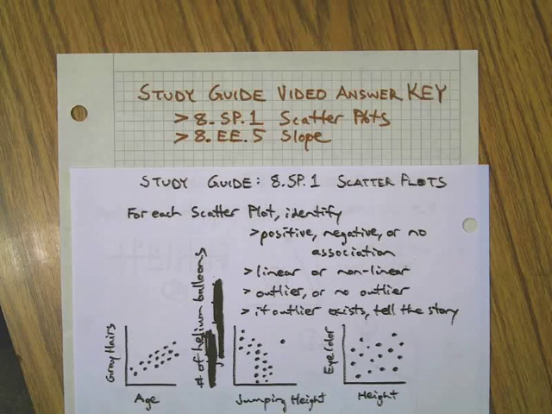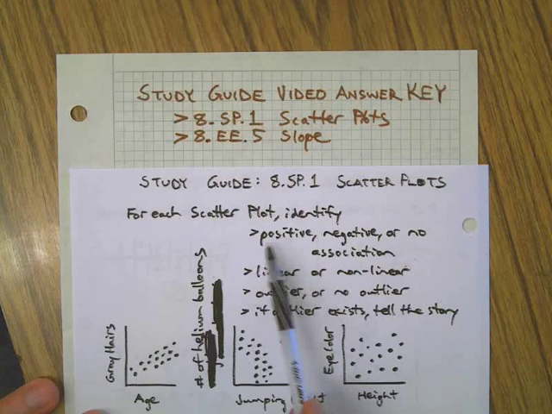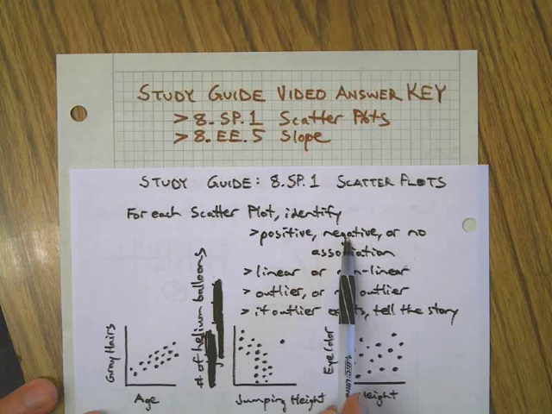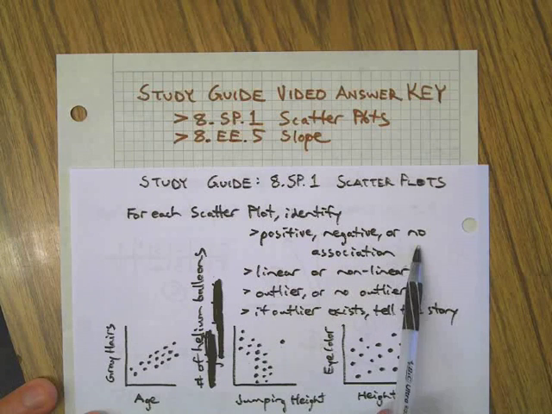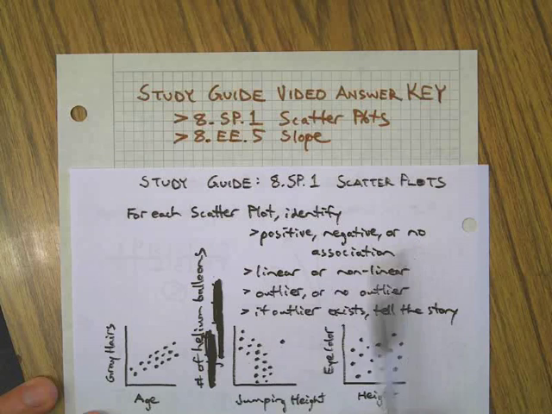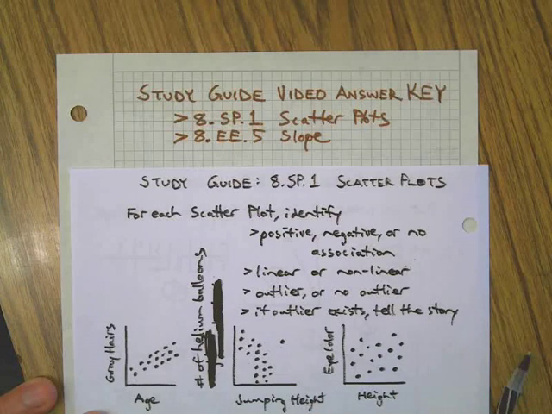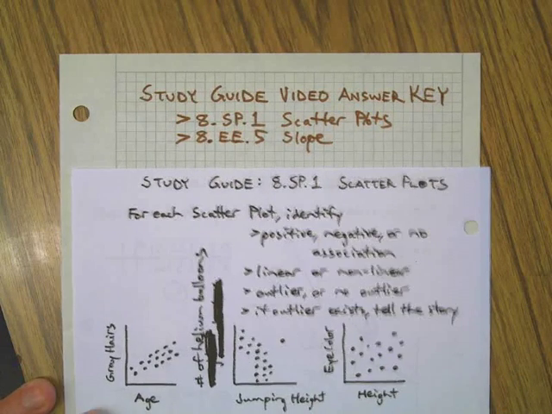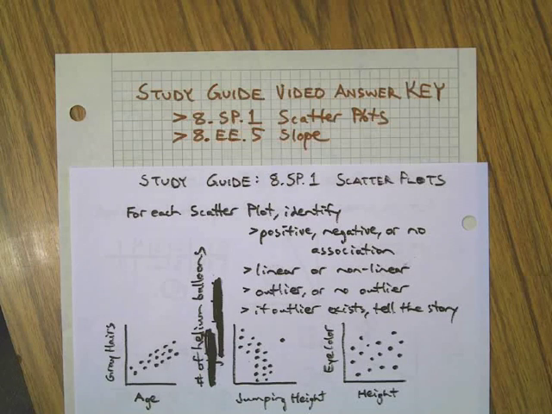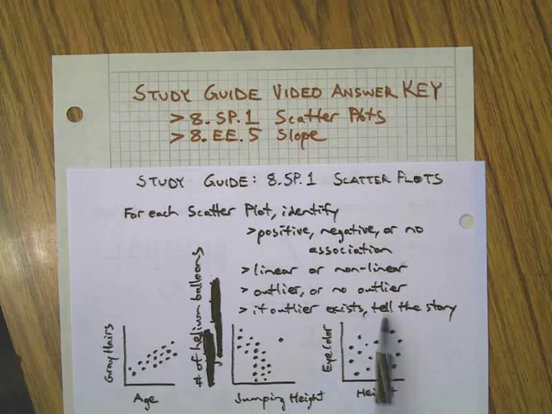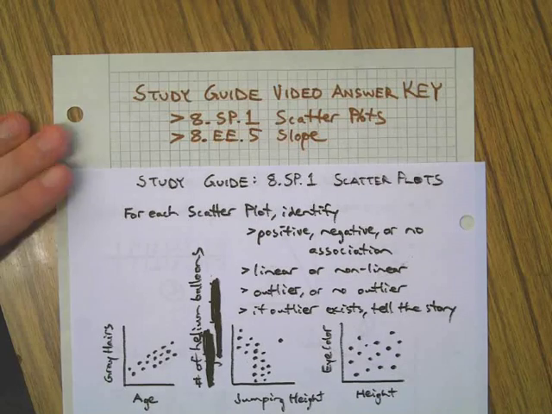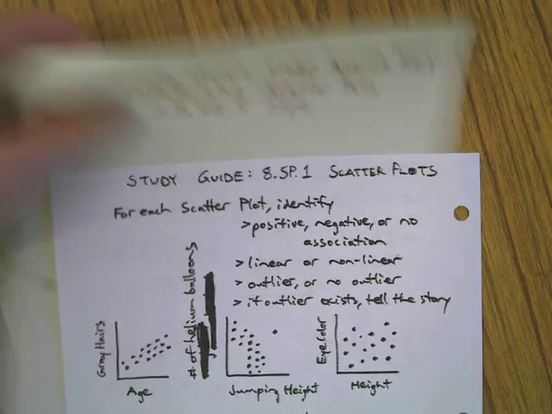What you will be asked to do is identify if it has a positive or a negative association or none at all. Three choices there. Then linear or not linear, meaning does it form a straight line approximately or is it a curve? Outliers, the things that do not fit in with the pattern. Sometimes there are outliers, sometimes there are not. And then if there is one, what's the story? So here we go.